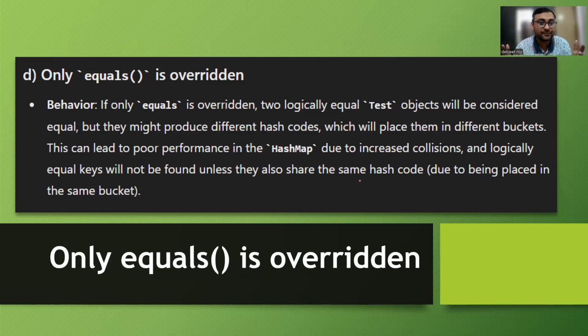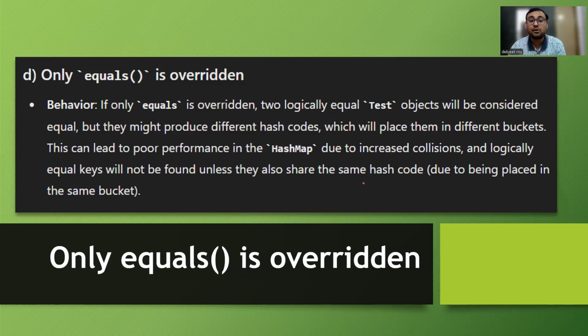So this is the contract, right? If two objects have the same hash code, it doesn't guarantee that the two objects are equal. But if two objects are equal, then it guarantees that they have the same hash code. So here only the equals method is overridden. Two objects are equal, but the hash code is not the same, because you have not overridden it. So they will lie in two different buckets. Two equal objects lie in two different buckets. So there is a data inconsistency and it may lead to an increased number of collisions. So that is the problem actually.